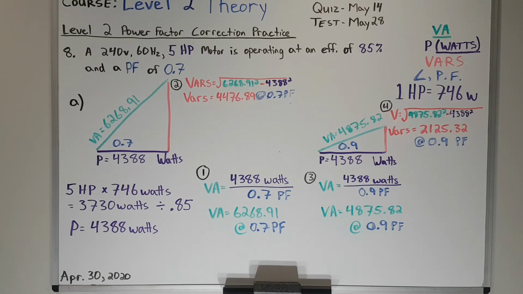Don't forget the question wanted to know what size is the capacitor in VARs to correct to 0.9. So that'll be my last step. I'm going to clean some of this up on the board, and I'll do my final calculation for A now that I have all my other answers. And then we can complete it by doing B, which will be the line current of the corrected triangle.